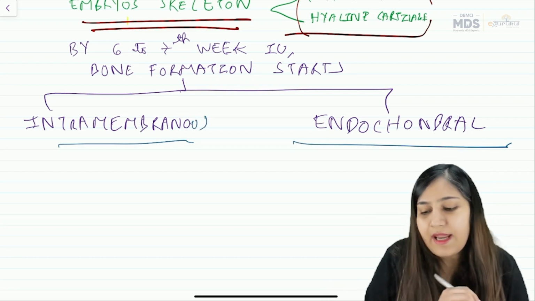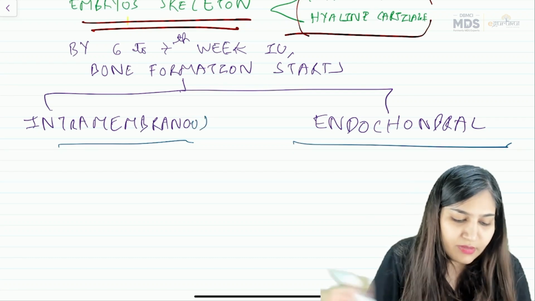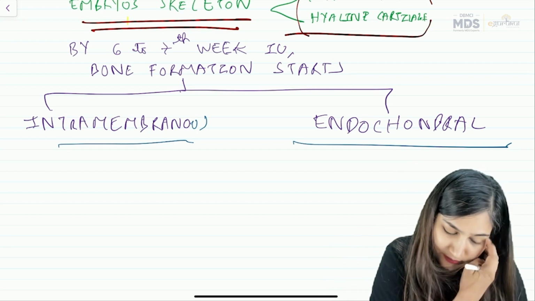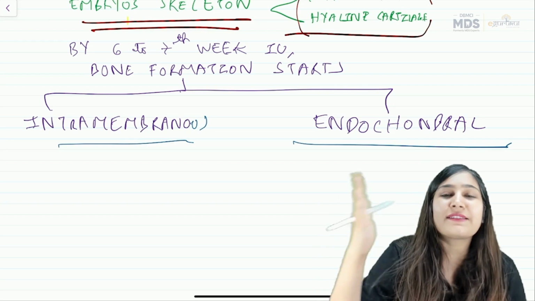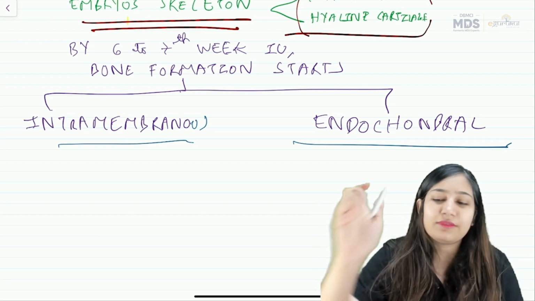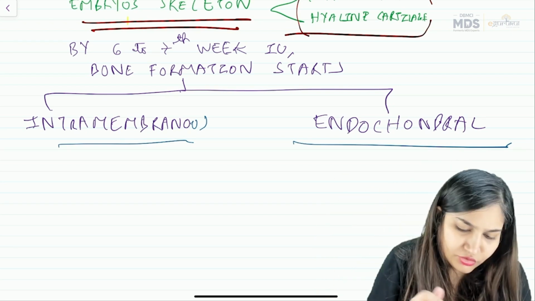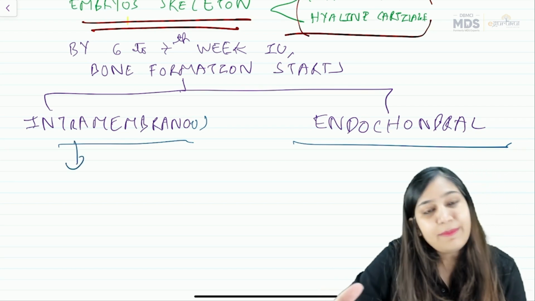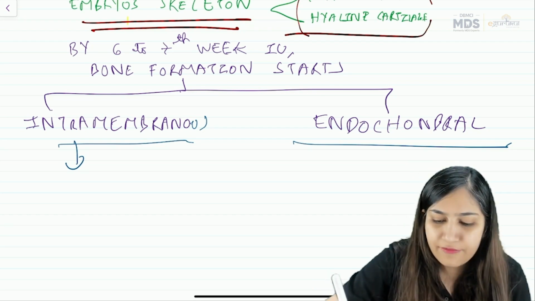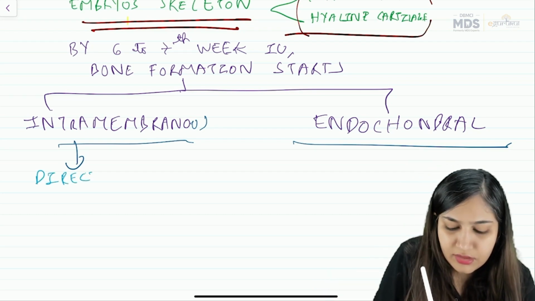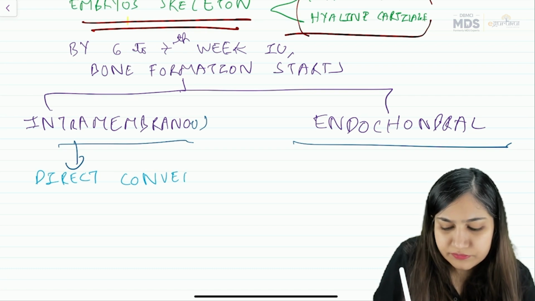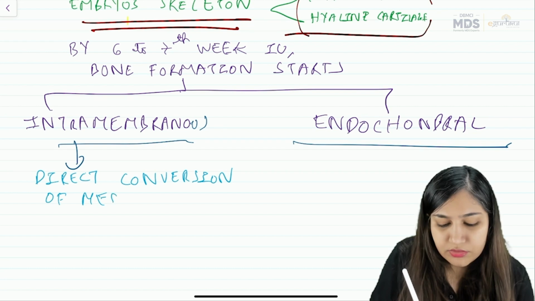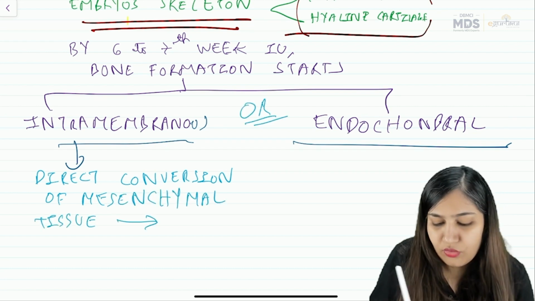Intramembranous and endochondral both involve transformation of pre-existing mesenchymal tissue. But there is a difference. In one, that is direct conversion. In another, I will discuss. So, in intramembranous, there is direct conversion of mesenchymal tissue into bone.